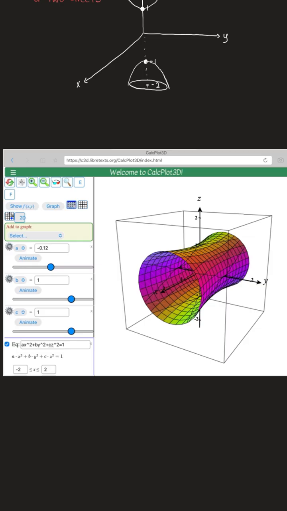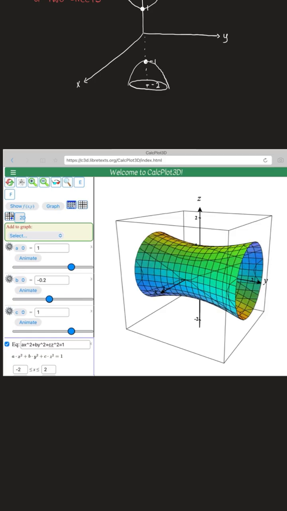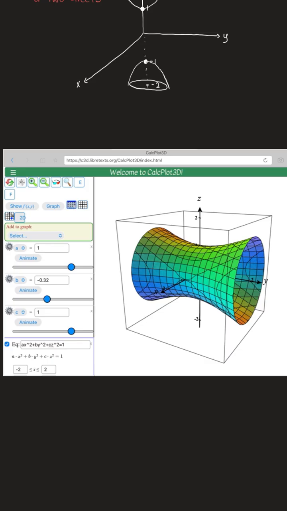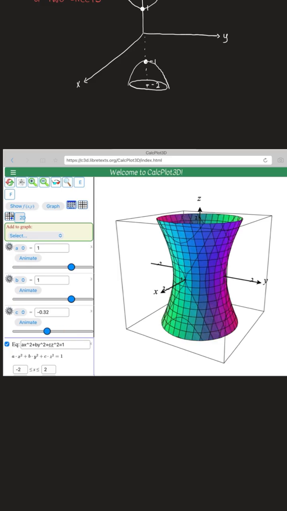If instead I keep a at 1, but let b become negative, we're going to get a hyperboloid of one sheet that runs along the y-axis because it's the coefficient of the y term that is negative. And similarly, if I keep b at 1, but let c become negative, we're going to get the hyperboloid of one sheet that runs along the z-axis.